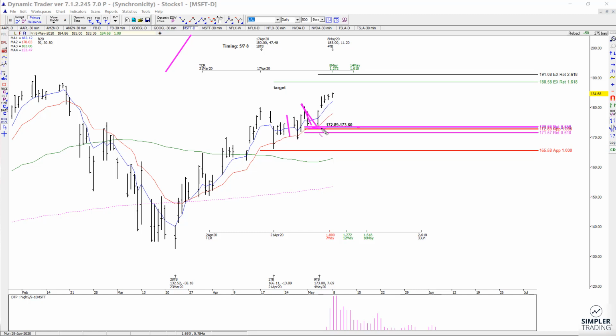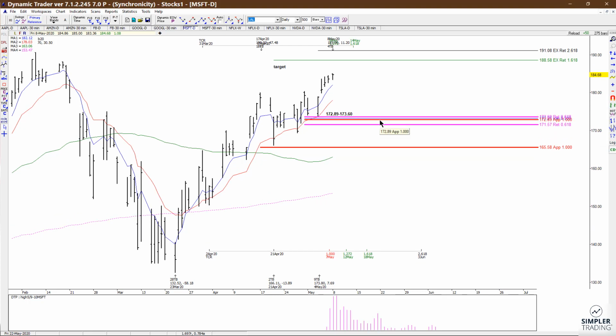So then what do you do? Well, you basically want to go down to a lower time frame chart to look for a trigger against that support. Okay, and if you get the trigger, you take the trade and you define the risk either underneath the low made prior to your buy signal or underneath the low end of the zone, which the low end of this zone was this 172.89 area.